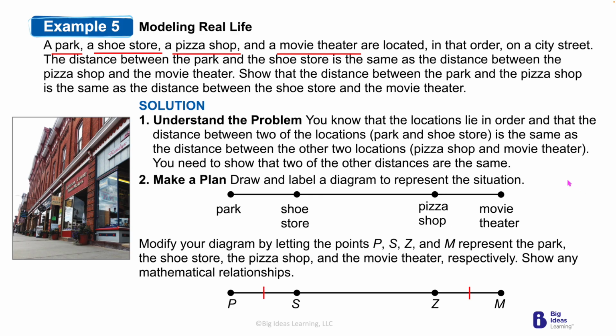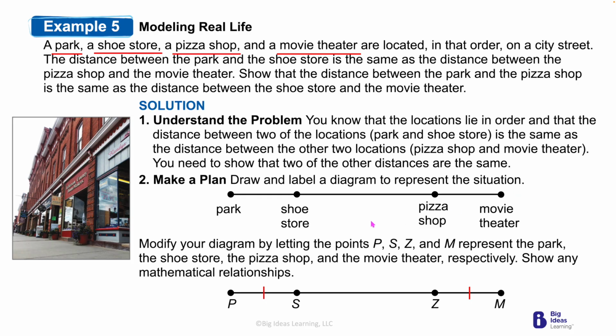All right, and they told us that the distance from the park to the shoe store is the same as the distance from the pizza shop to the movie theater. So we mark the park and shoe store distance and the pizza movie theater distance as congruent. A little red marking there. So now we know that segment PS and segment ZM are the same length. That's what we were told. That's what we were given.